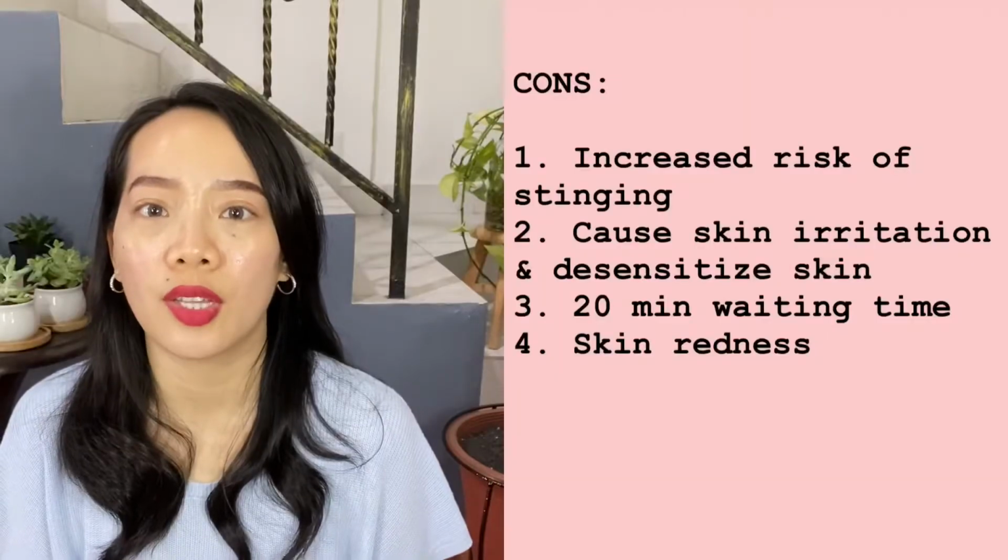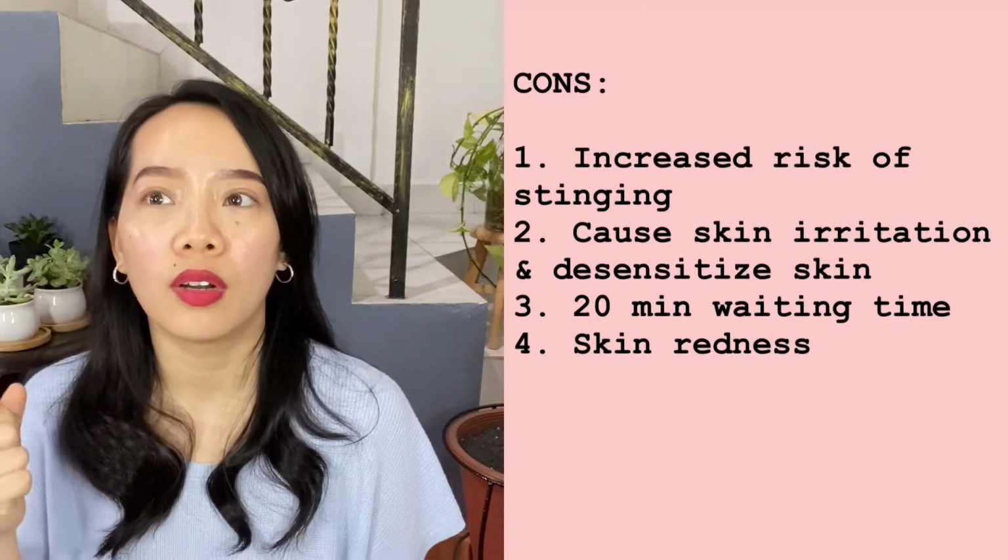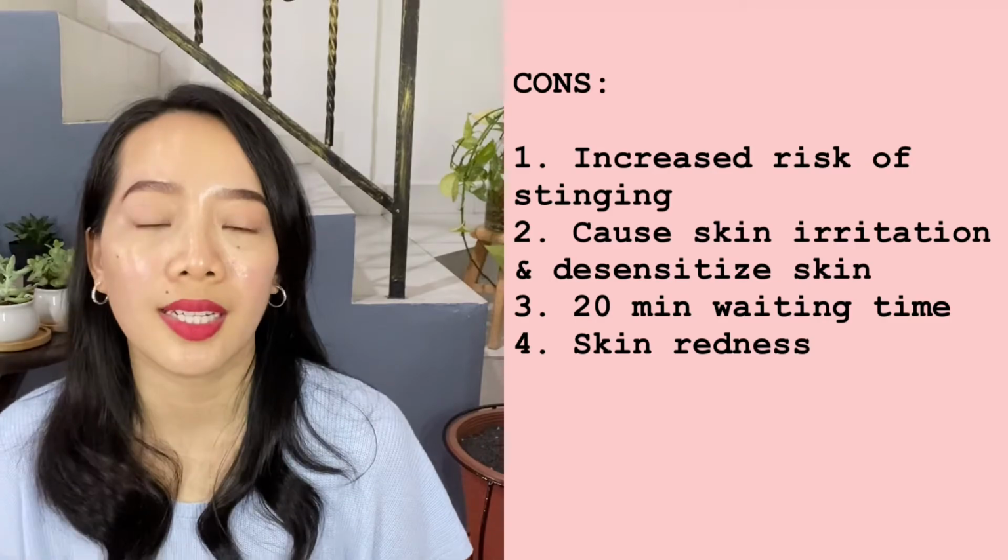Fourth, it has an increased chance of causing redness for people who tend to get redness on the skin, or people with skin conditions such as rosacea, which is heat activated because of the way the chemical sunscreen works. So that's another thing to keep in mind if you want to use a chemical sunscreen.